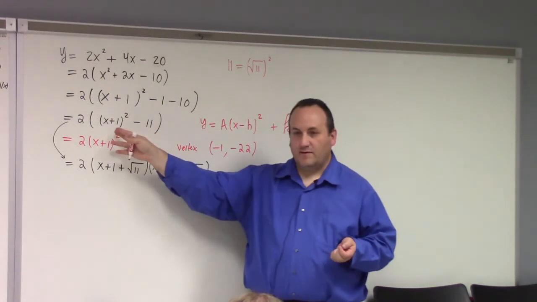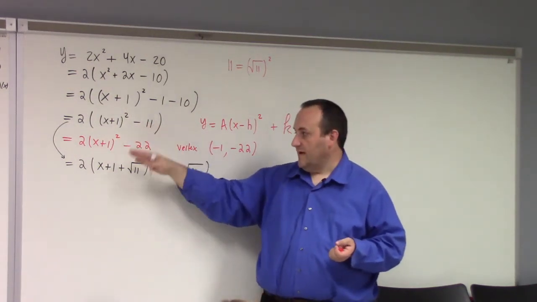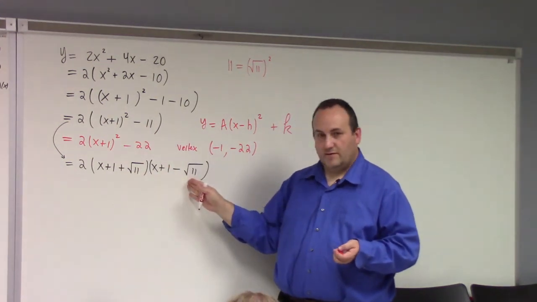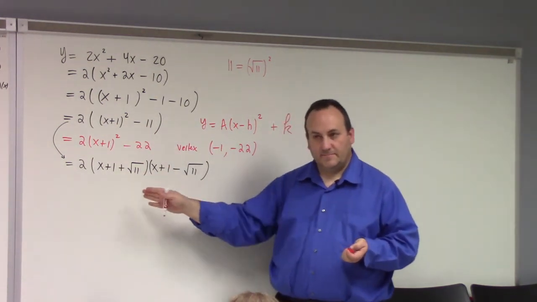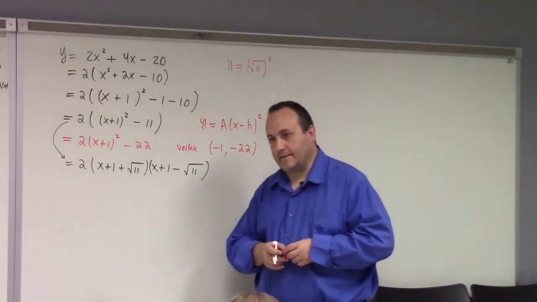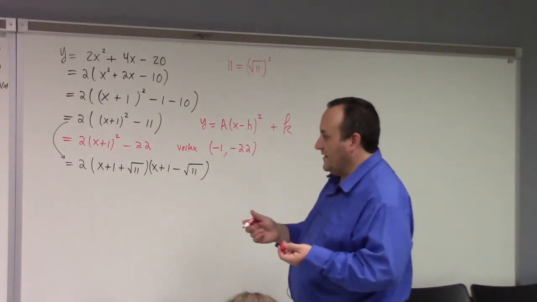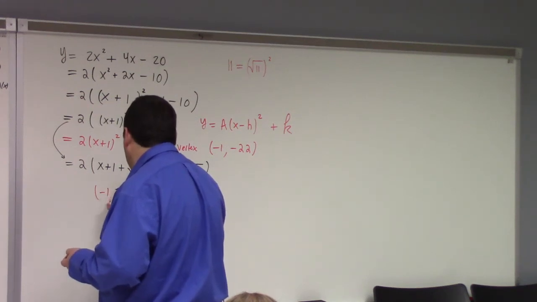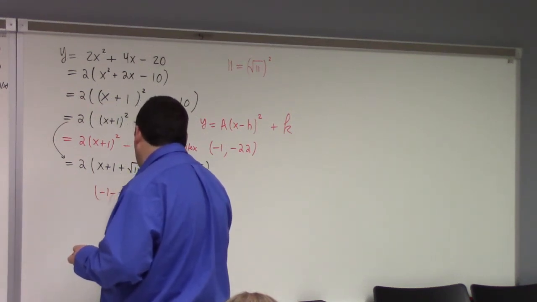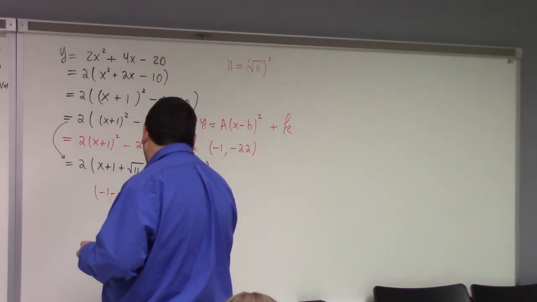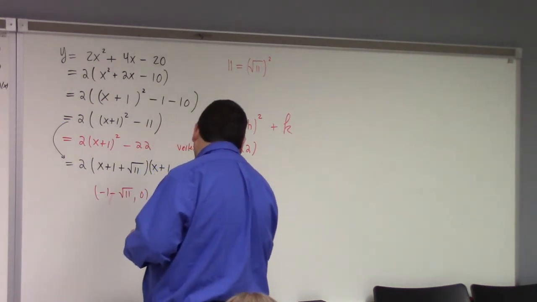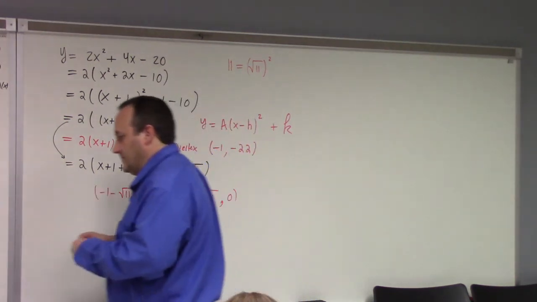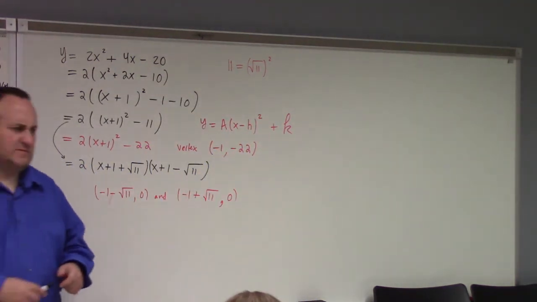If you complete the square, you've got minus a number. You can factor by taking plus the square root of that number and then minus the square root of that number in this pattern. So what are my x-intercepts? Minus 1. So we get minus 1 minus the square root of 11, comma 0, and minus 1 plus the square root of 11, comma 0. Those are your x-intercepts. And the graph.